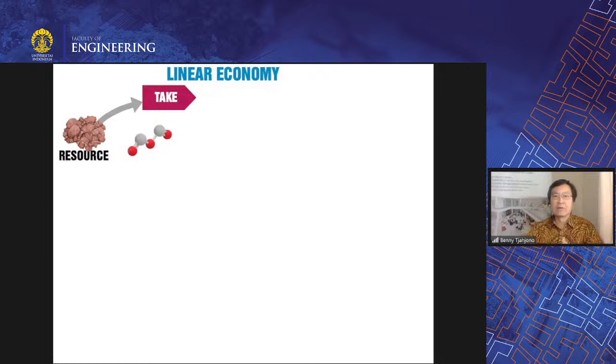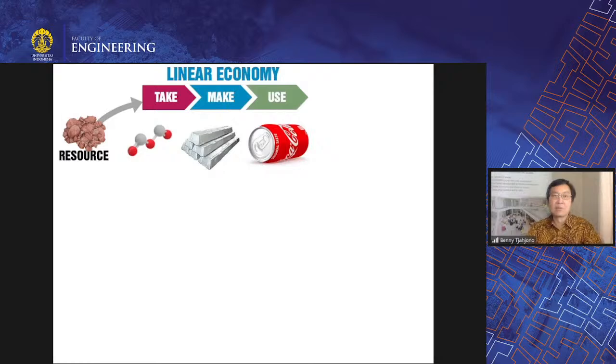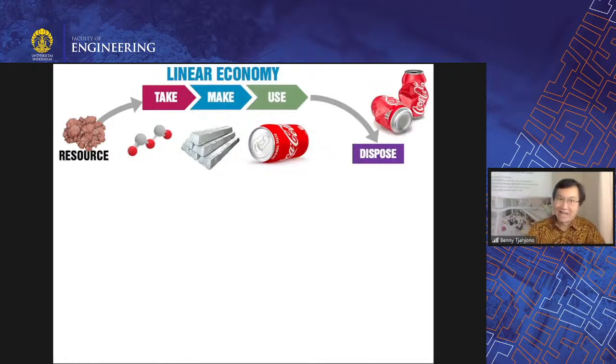So the industrial economy that we have at the moment is the so-called linear economy. It is called linear because the pattern of consumption is more or less linear. We take the natural resources from Mother Earth, we manufacture them into something, in this case an aluminium bar, and from the aluminium bar we make aluminium cans. Obviously we don't drink the cans, we drink the Coke. But once we finish with the drinks, we throw away the cans. So this is the disposal.